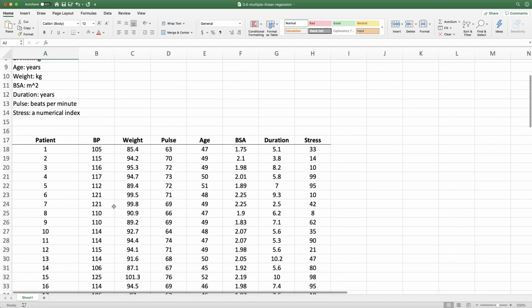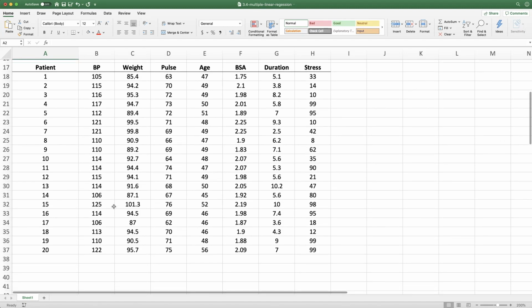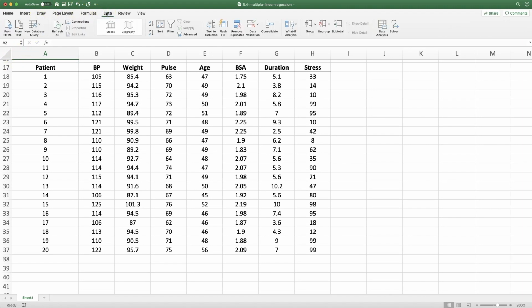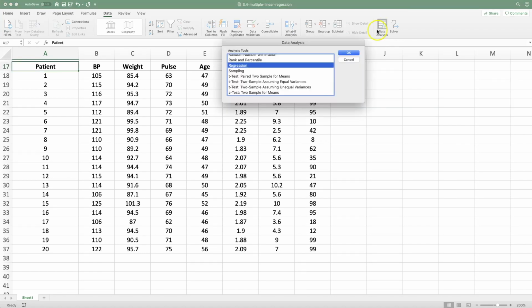Let's recenter this sheet so that the table is shown completely. In the ribbon, click the Data tab. If you have the Data Analysis add-in enabled, you'll find it here. If you don't see the Data Analysis add-in here, see the link in the description for instructions on how to enable it. In the Data Analysis dialog, scroll to Correlation and click OK.